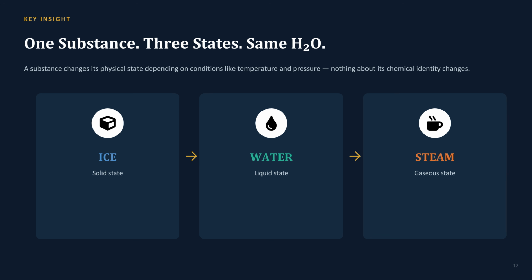Here's something powerful to notice. Ice, water, and steam. All three are the exact same substance, H2O. Only their physical state changes, depending on conditions like temperature and pressure. The chemical identity never changes.